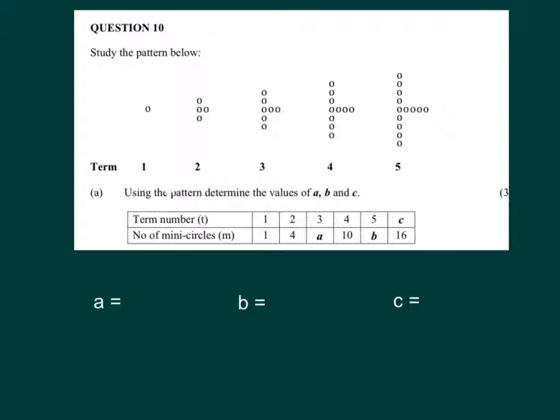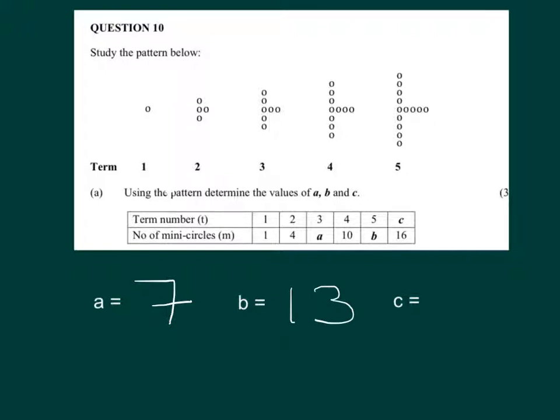Question A asks us to use the pattern to determine the values of A and B. Thus, term 3, number of mini-circles, can be counted. Thus, A is equal to 7. B can be calculated by counting the amount of mini-circles in term 5. B is thus equal to 13.